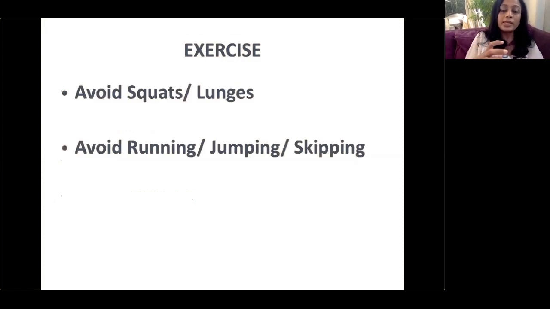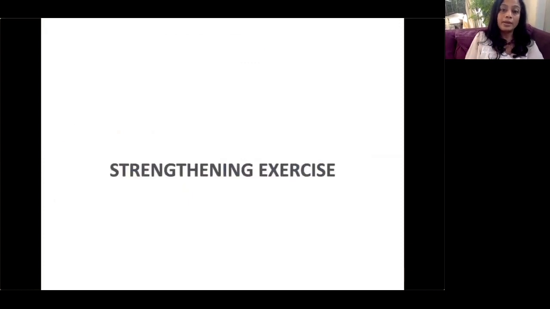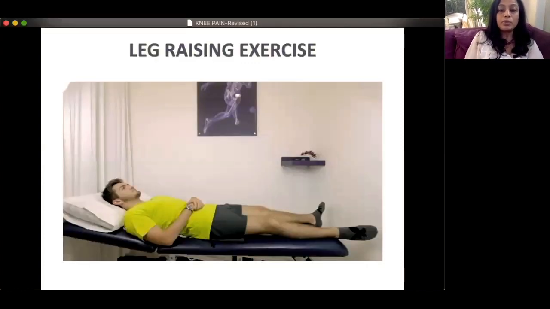When exercising, it's best to avoid squats and lunges when the knee is injured or painful, and avoid high-impact exercises such as running, jumping, and skipping. But the strengthening exercises are the ones most important.